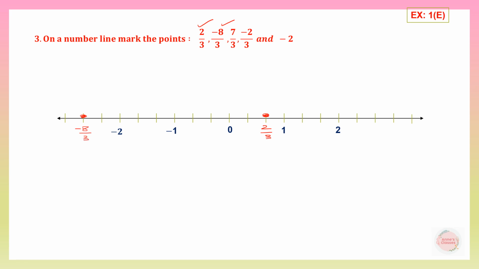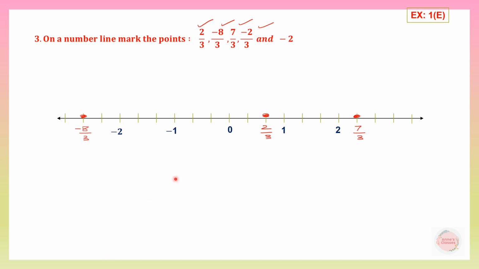Next one is 7 by 3, which is a positive number. So let's do that. 7 by 3 is on the right side of 0. So we have 2 by 3 here, 3 by 3, 4 by 3, 5 by 3, 6 by 3, 7 by 3 is here. So let's mark that. 7 by 3, this one. So we finished that.